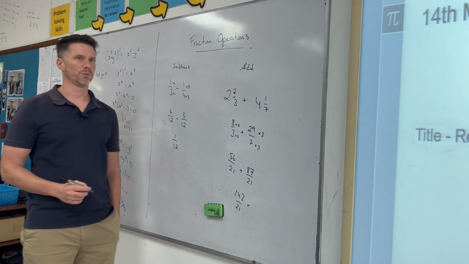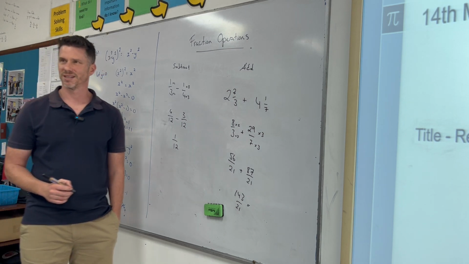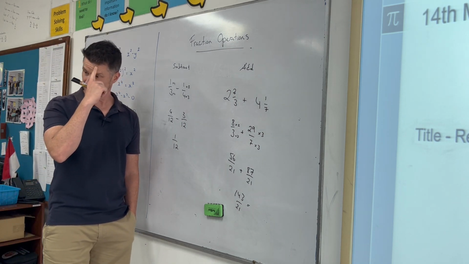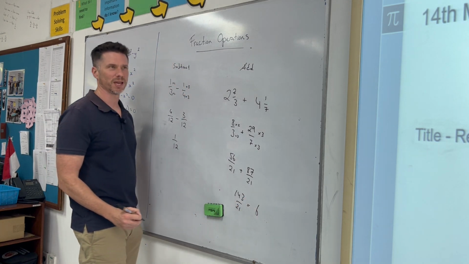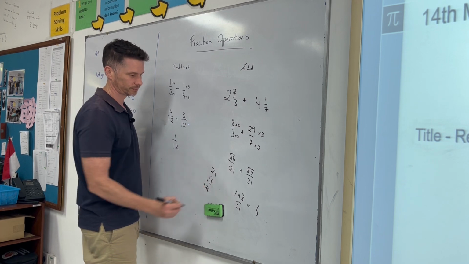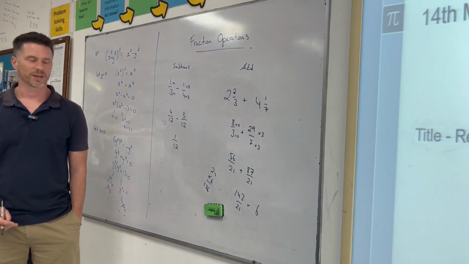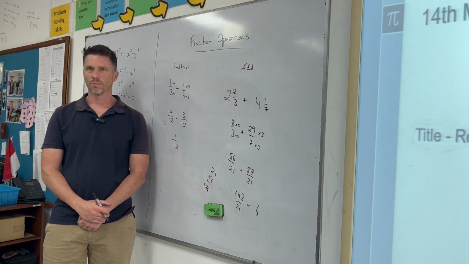Right, so how many times does 21 go into 143? Easy. We have to divide. It goes in 6 times. 6 times. What's my remainder? Okay. And what's my remainder?